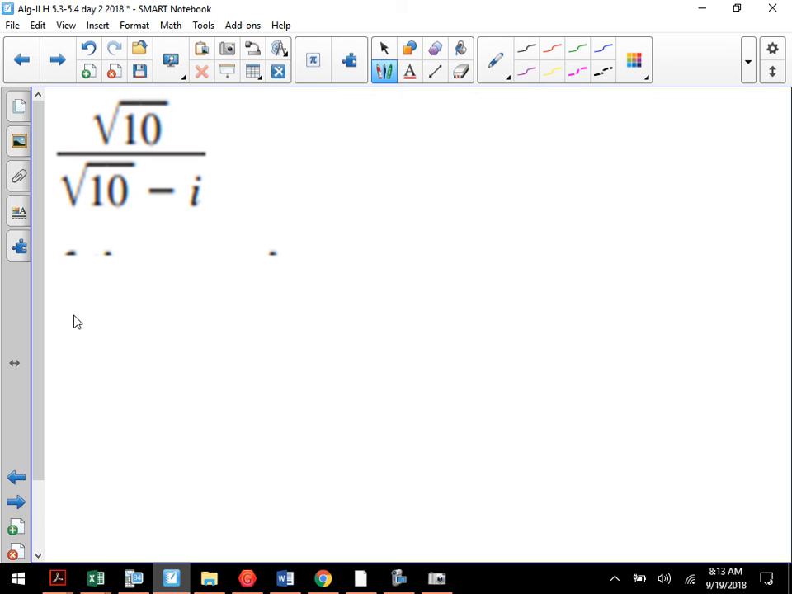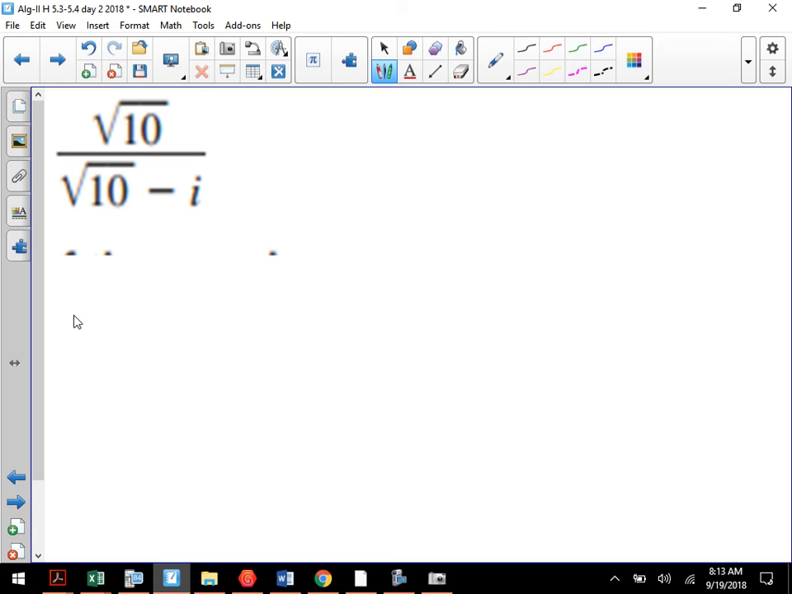Because it's a binomial in the denominator, because there's subtraction. You can't simplify over subtraction. You can't simplify over addition. You can only simplify when you have a monomial. Yeah. So here, what's your conjugate going to be?